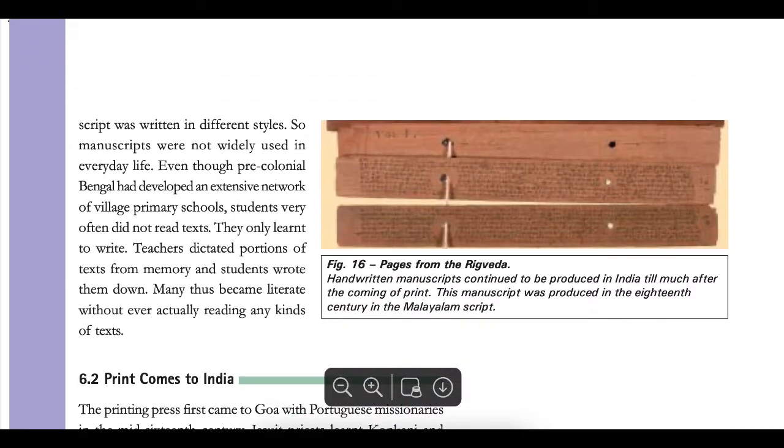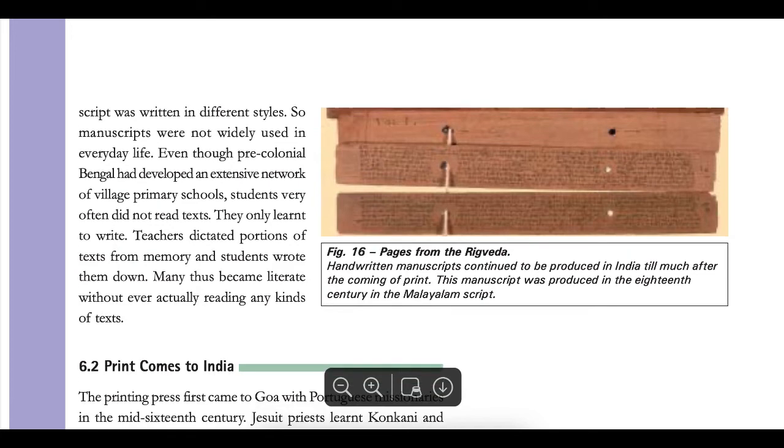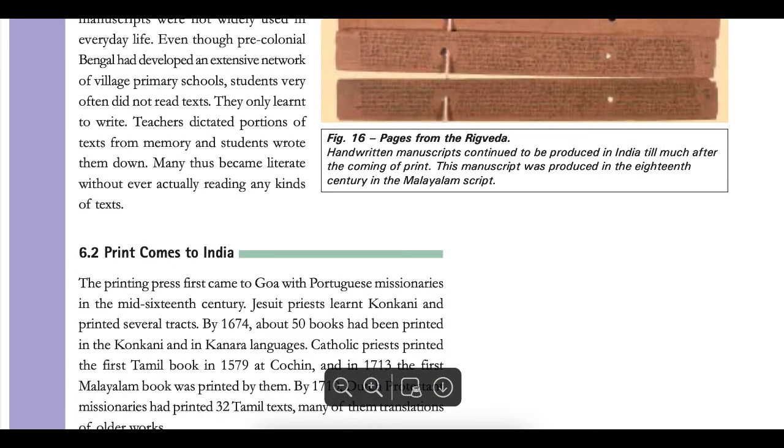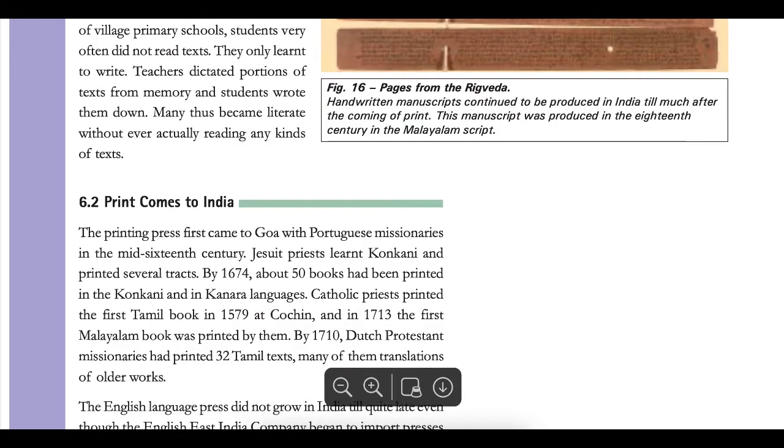Even though pre-colonial Bengal had developed an extensive network of village primary schools, students very often did not read texts. They only learned to write. Teachers dictated portions of text from memory and students wrote them down. Many thus became literate without ever actually reading any kind of text.